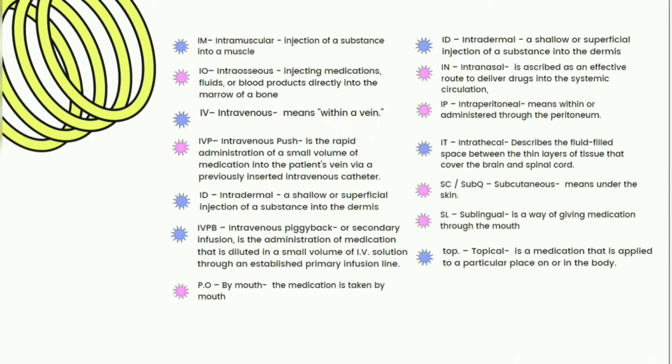Second, we have the IO or intraosseous. This is a process of injecting medication, fluids, or blood products directly into the marrow of the bone. This provides a non-collapsible entry point into the systemic venous system, and this is also a technique used to provide fluids and medication when intravenous access is not available or not feasible.